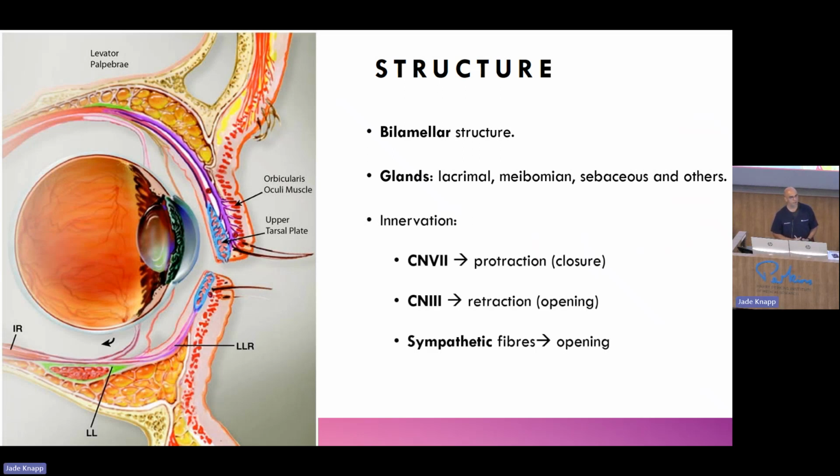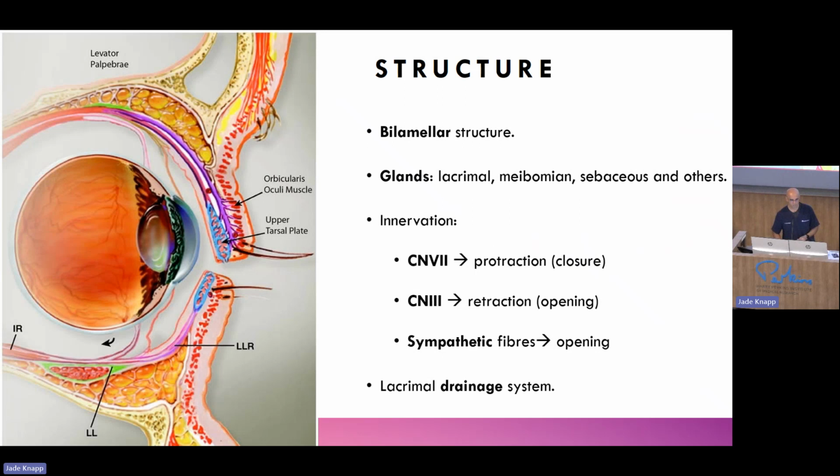And the important nerves are seventh nerve, closes the eyelids, third nerve opens them, and then you've got sympathetic fibers which also contribute to opening, right? That's why in Horner's you get a ptosis, because it's sympathetic denervation, right? And in a Bell's palsy or a seventh nerve palsy, person can't close their eye. They get incomplete closure.